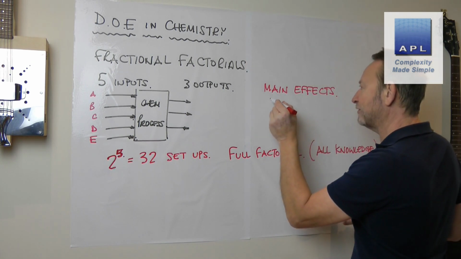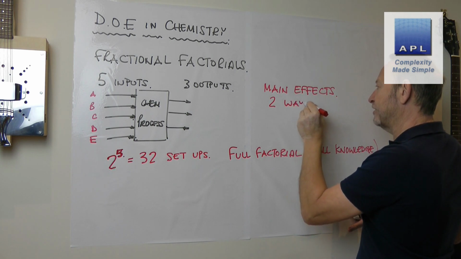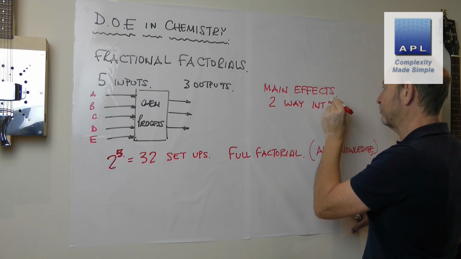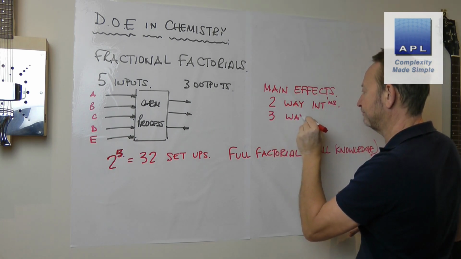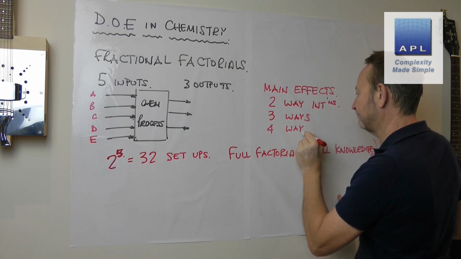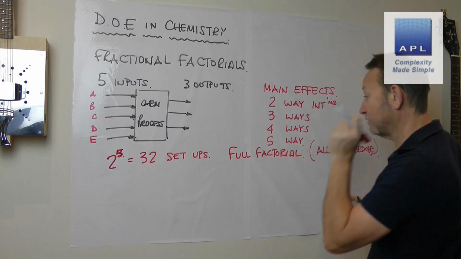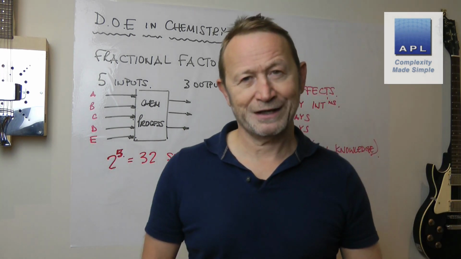So not only do we get the main effects, we can see the 2-way interactions, we can see the 3 ways, you can see the 4 ways, and you can see the 5-way interaction, should one exist.